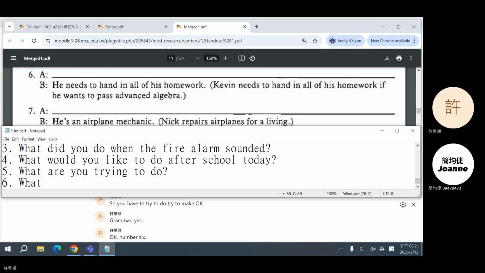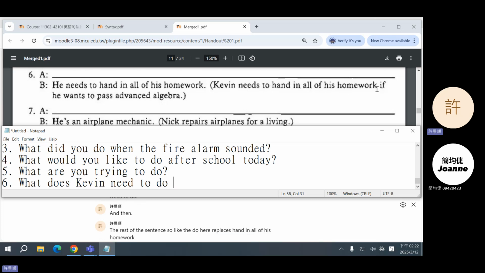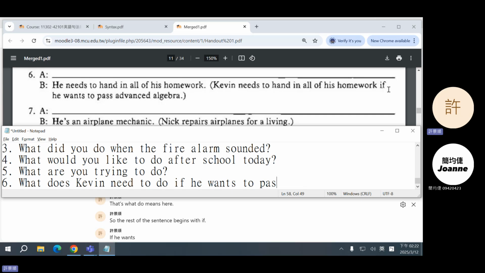What? It's in the present and the subject is Kevin. So this should be does. Kevin. And then need to do. And then the rest of the sentence. So like the do here replaces hand in all of his homework. That's what do means here. So the rest of the sentence begins with if. If he wants to pass advanced algebra, 代数.